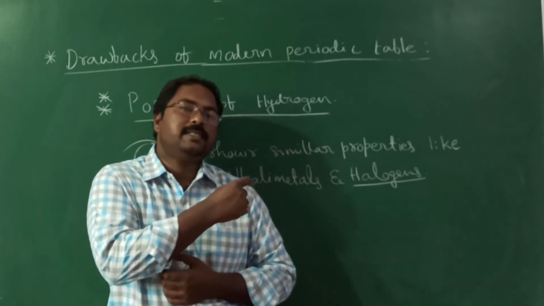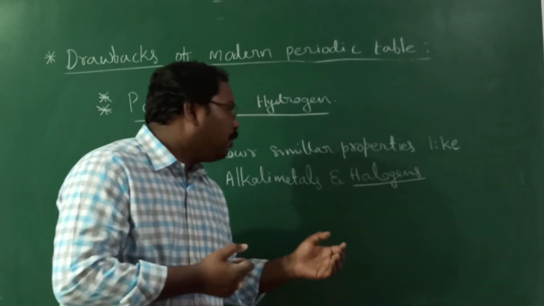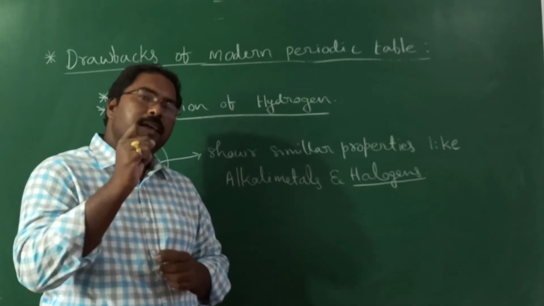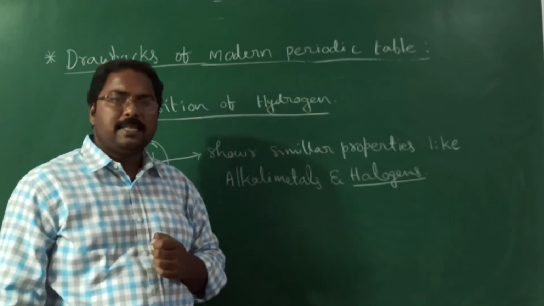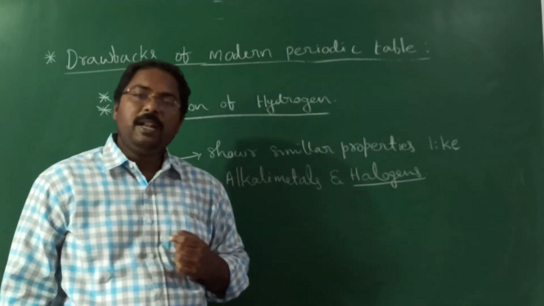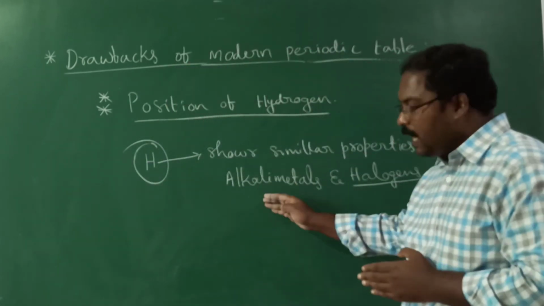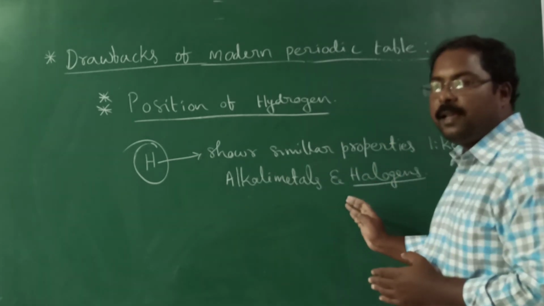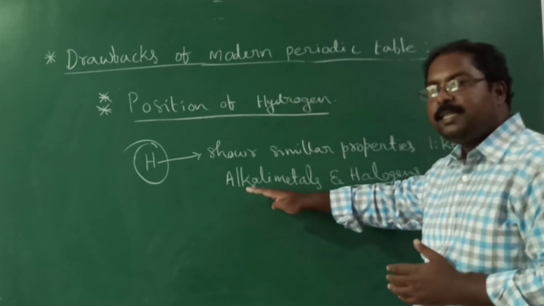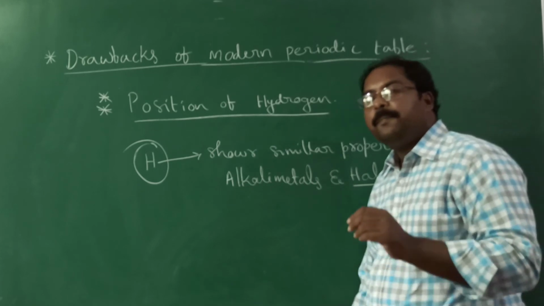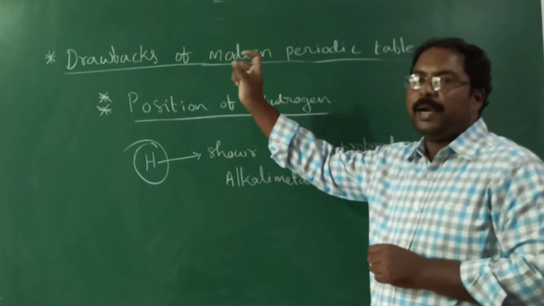Like the halogens, hydrogen is also able to react with metals. We know fluorine, chlorine, all these exhibit the oxidation state as -1. In the same way, hydrogen when it reacts with the metals also shows -1 oxidation state. So there are some properties which are similar to alkali metals as well as halogens, but there are some properties in which hydrogen differs from alkali metals as well as halogens. That's why, till now, hydrogen is not placed in a particular group.